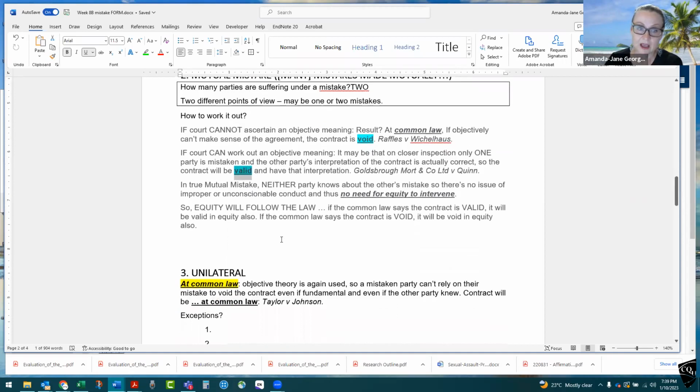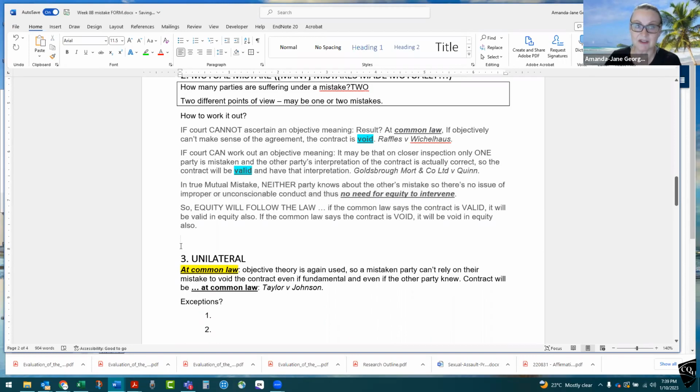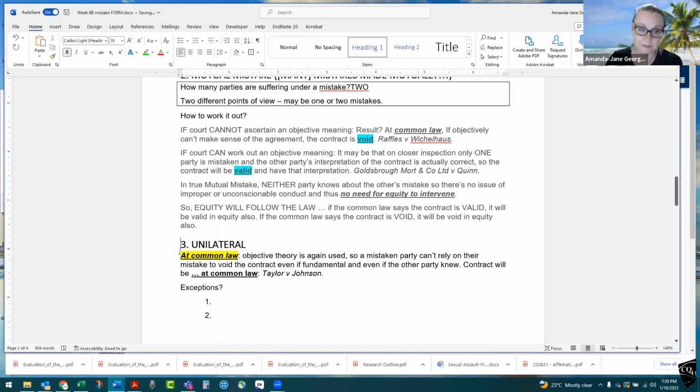Okay. In true mutual mistake, neither one knows about the other one's mistake. So there's no naughtiness here. There's no need for equity to intervene. So equity just follows the law. If the law says it's valid, it'll be valid. If the law says it's void, it'll be void. The jurisdiction for equity to intervene has not been enlivened because there's no naughtiness here.